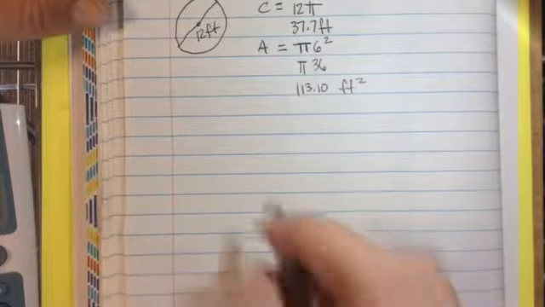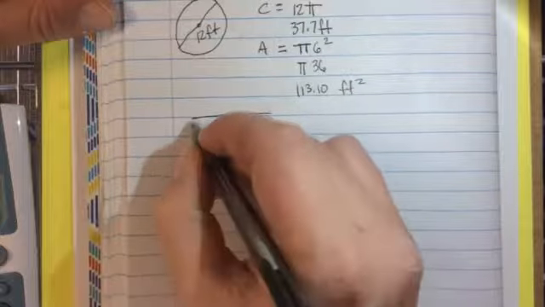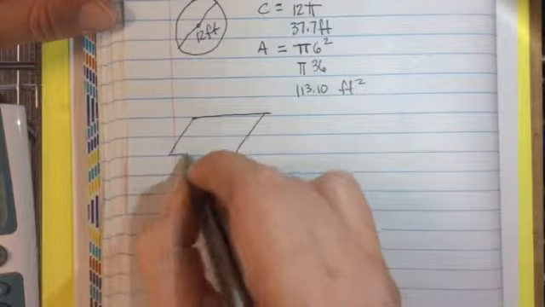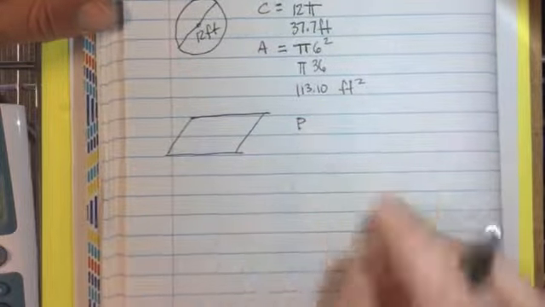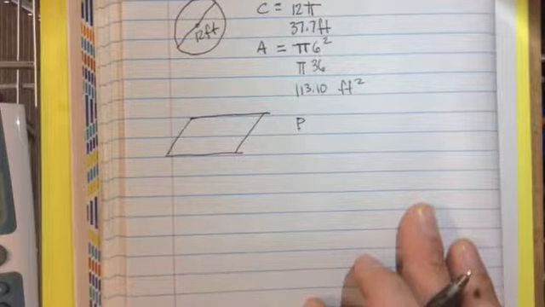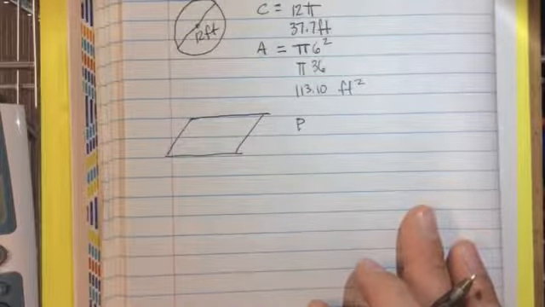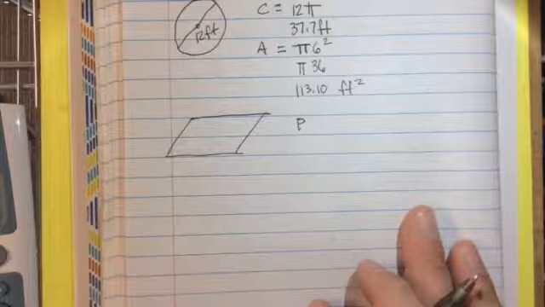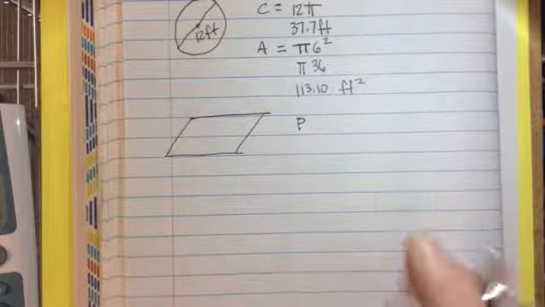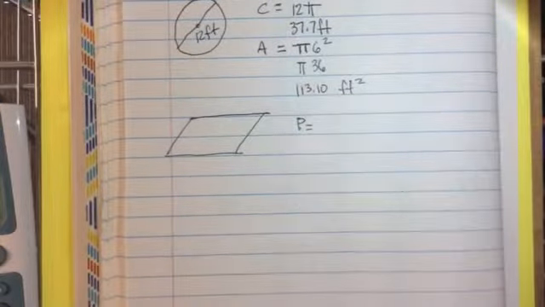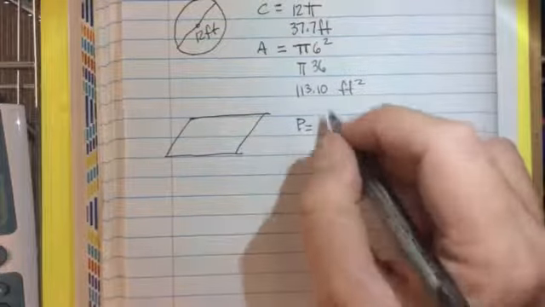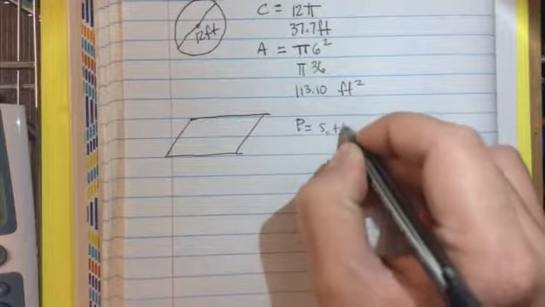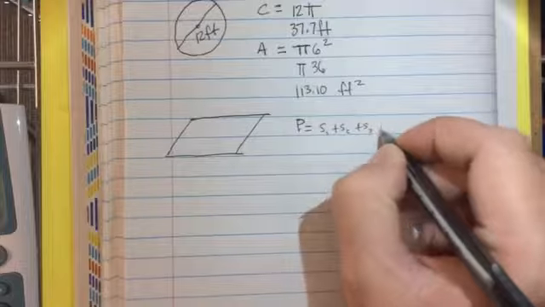Now we need to move on to parallelograms. So we have a parallelogram. What makes a parallelogram a parallelogram? Two sets of parallel sides. How do you find the perimeter of a parallelogram? Just side plus side plus side plus side. Side 1 plus side 2 plus side 3 plus side 4.